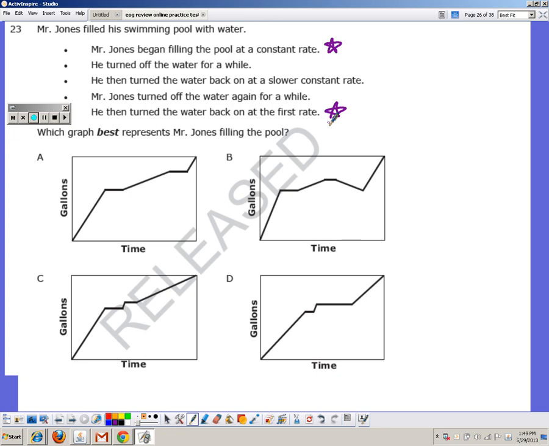So, he also turned the water off for a while. Because he turned it off, that means the line is just going to go flat. The third point, he turned the water back on at a slow constant rate, means the slope is going to be less steep. So we look at A. These two look like the same rate. It's flat for points 2 and 4. The middle is a less steep line. So that is the answer, A. Any questions?